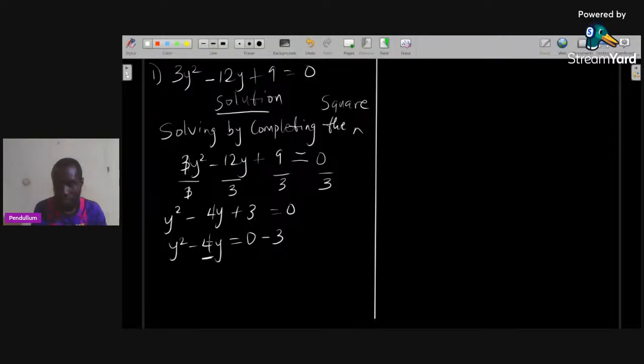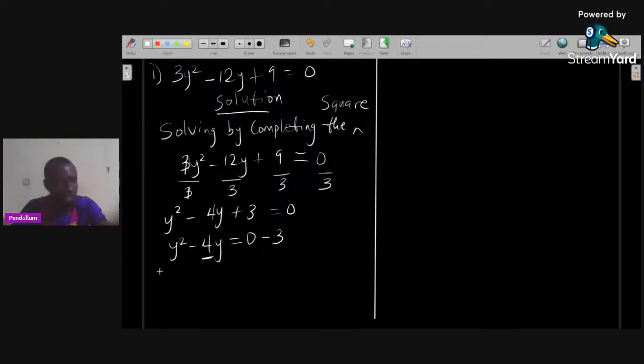I'll come again. After you've made your equation unity, that means you make the coefficient of y squared, that's your a value, to be 1 by dividing by whatever is there. Then you move the constant to the other side. The next step is you go to the b, that's the coefficient of y. You divide it by 2. Whatever answer you get, you square it and add to both sides. I hope you got that.